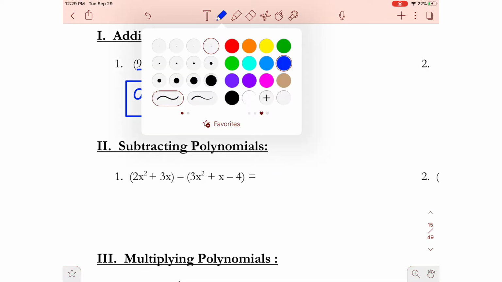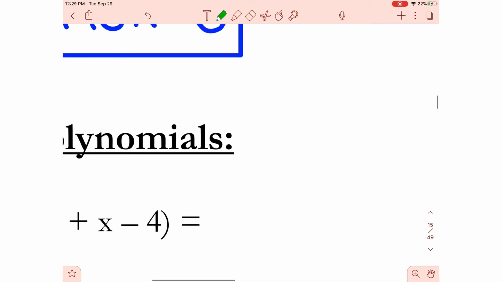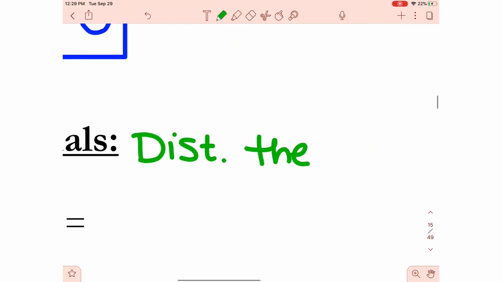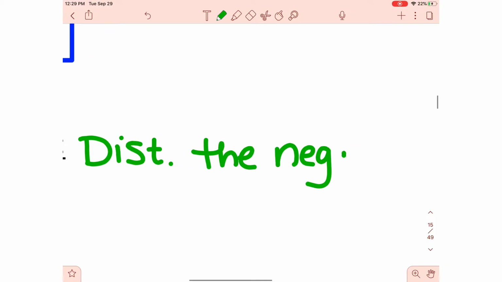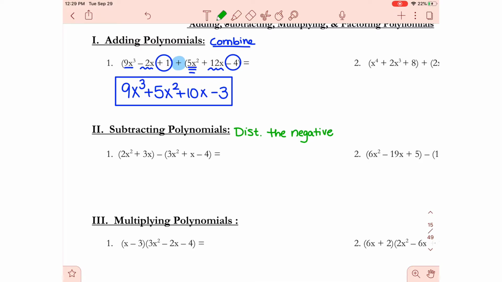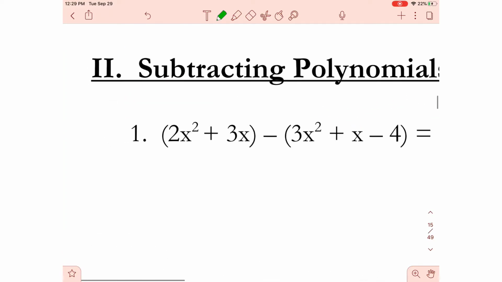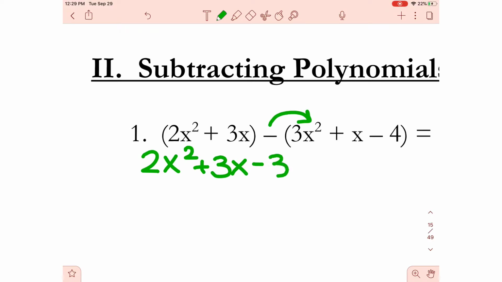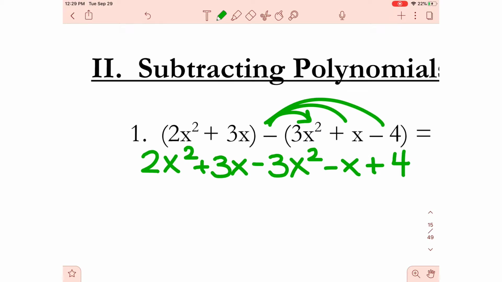Subtracting is the same as adding with one extra step, and that step is to distribute the negative. So do not forget to distribute the negative sign or the minus sign to the second parentheses. The first parentheses stay the same. So I have a 2x squared plus 3x. And when I distribute a negative, I literally am just changing the signs. So minus 3x squared minus x, negative times negative is plus 4.